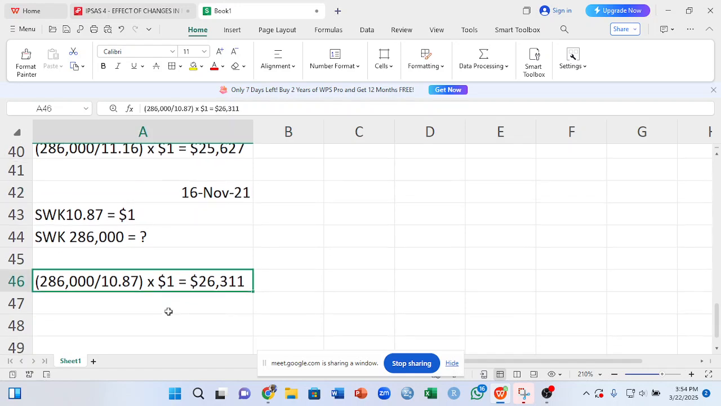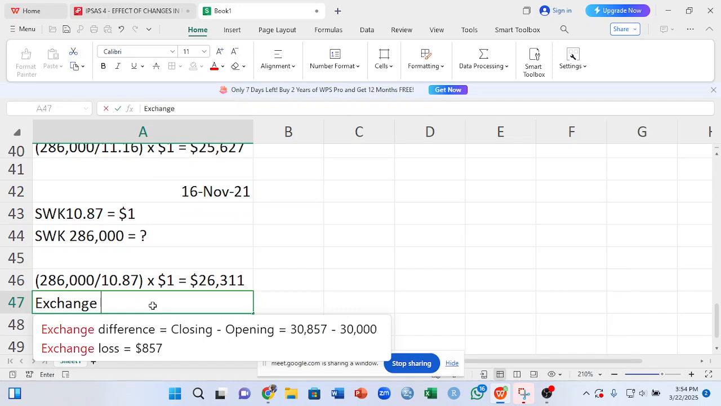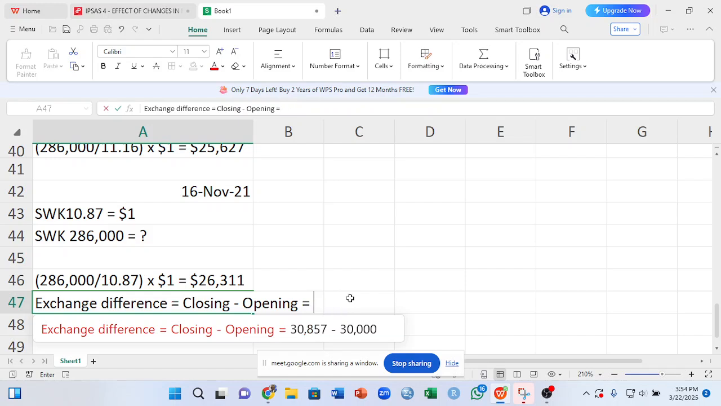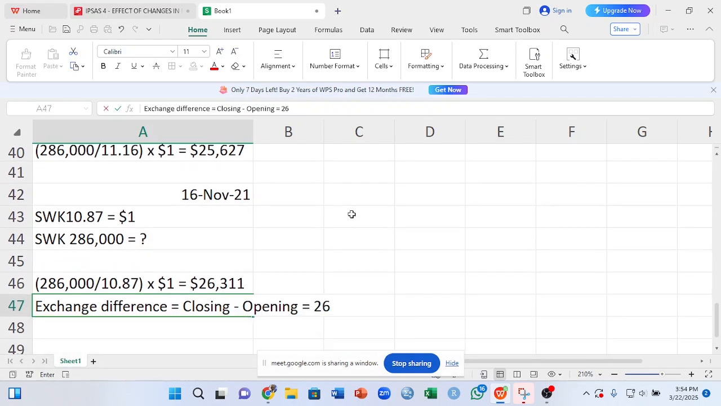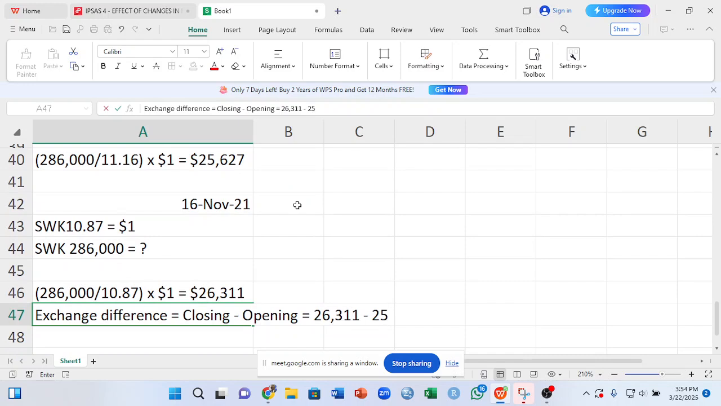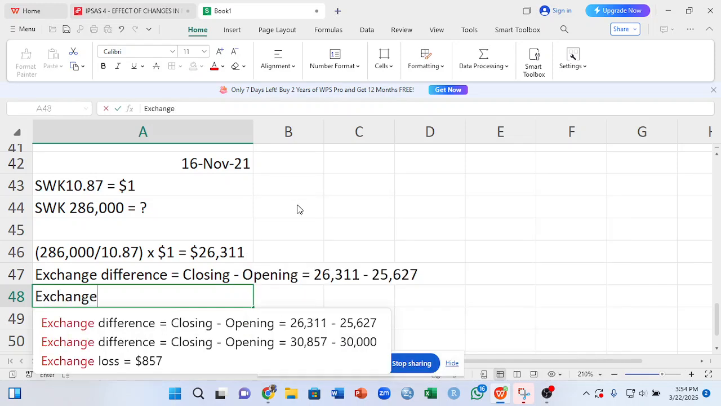So we need to assess the exchange difference at this date. It will be our closing minus our opening. Our closing here is 26,311 minus the opening, 25,627. What's the exchange difference? It's 684. Is it a gain or a loss? It's a loss.